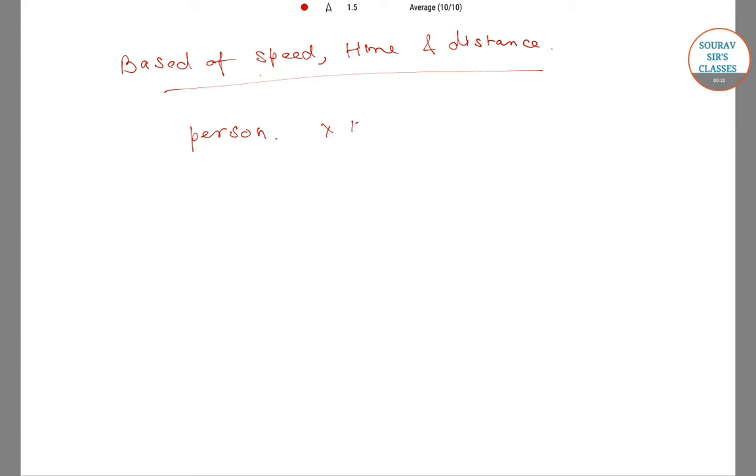travels x kilometer at a speed of u kilometer per hour and then further he returns back, that is x kilometer, but this time at the speed of v kilometer per hour, then his average speed is given by 2uv divided by u plus v.